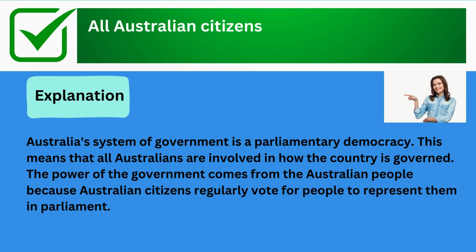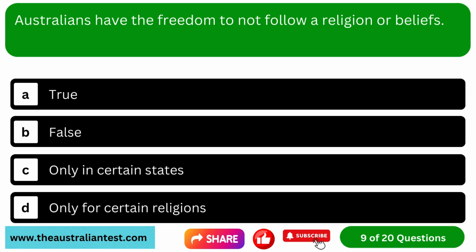Explanation: Australia's system of government is a parliamentary democracy. This means that all Australians are involved in how the country is governed. The power of the government comes from the Australian people because Australian citizens regularly vote for people to represent them in Parliament.